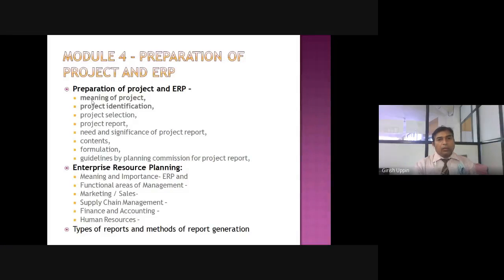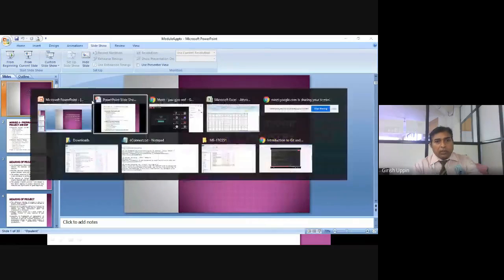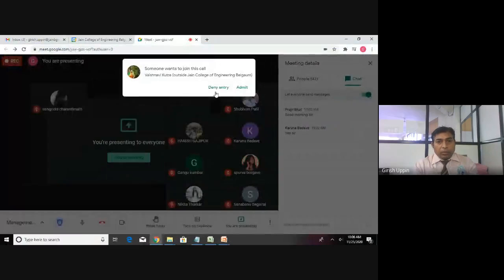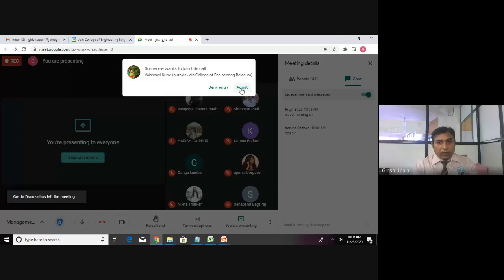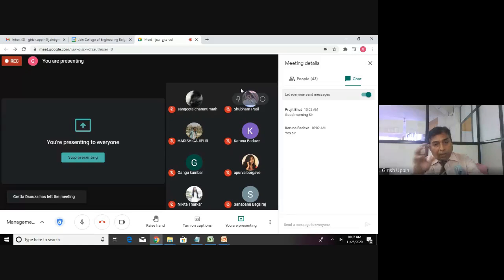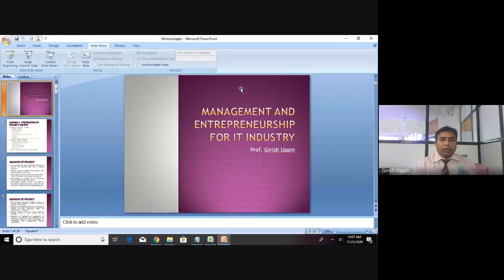So, what is module 4? It is about the preparation of project and ERP, Enterprise Resource Planning. You must have heard about ERP tools that are ready-made and available, which can be used, and we'll come to know the meaning of enterprise resource planning, and based on those ERP practices, those softwares are created.